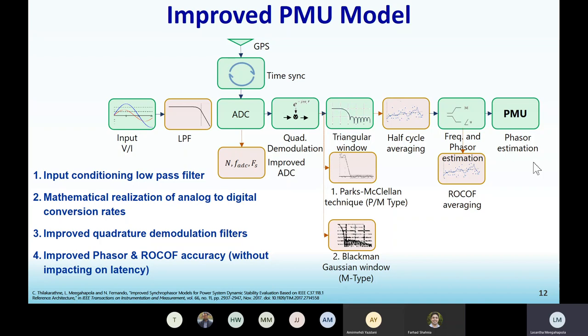After that, we have defined different filters: one for the M type, the other for the protection type PMUs, and after that we do the rest of the processing. With this particular algorithm, we were able to come up with a trade-off between three design factors. The first is noise immunity, where we can isolate the harmonic components as well as the interharmonic components, as well as obtain improved reporting latency and a proper time alignment.